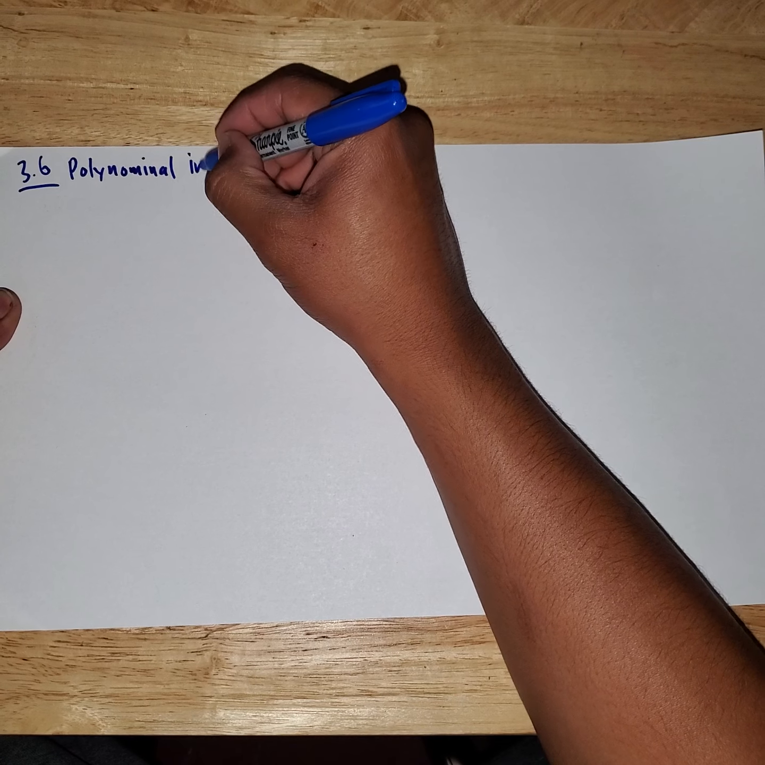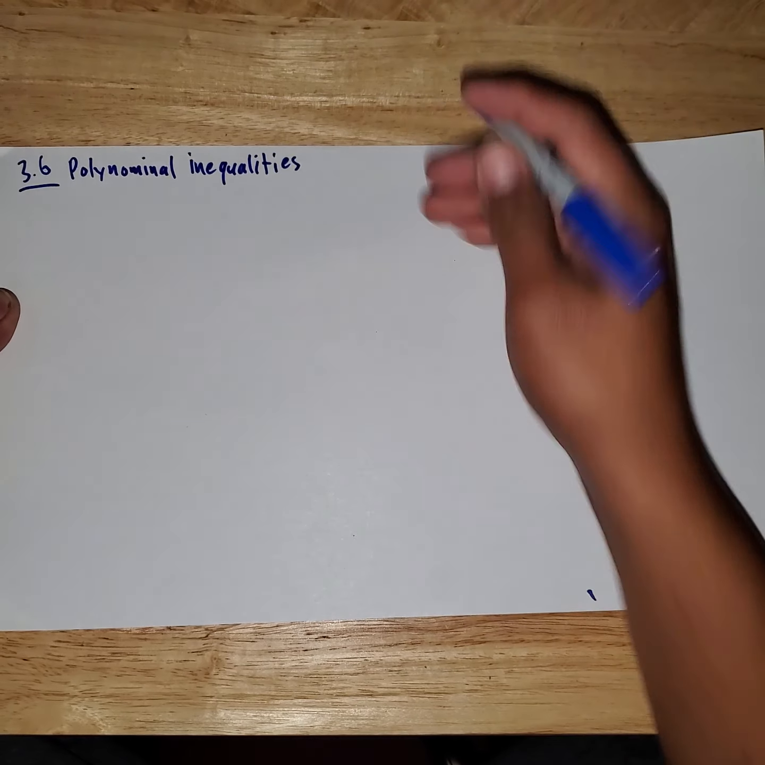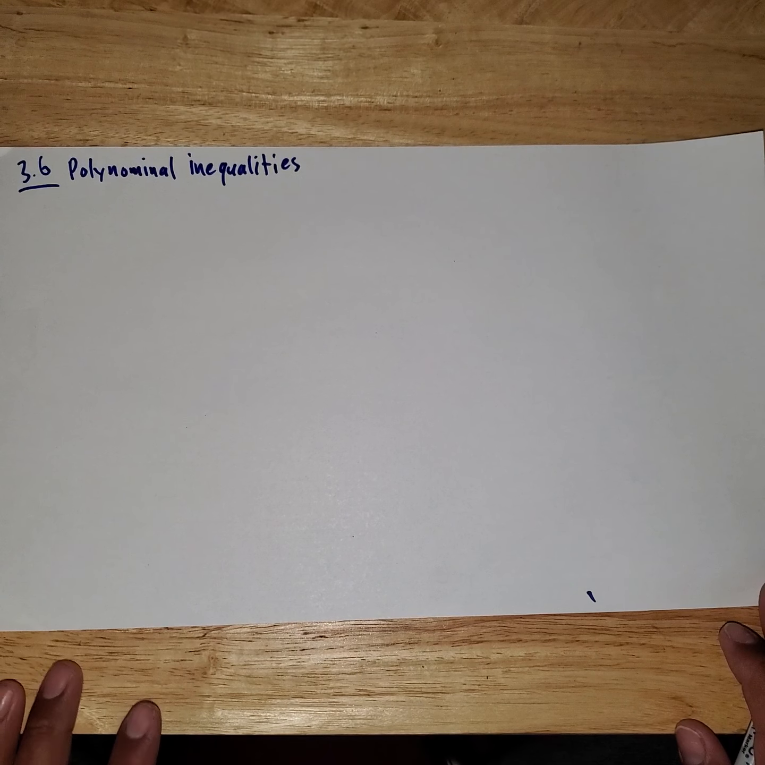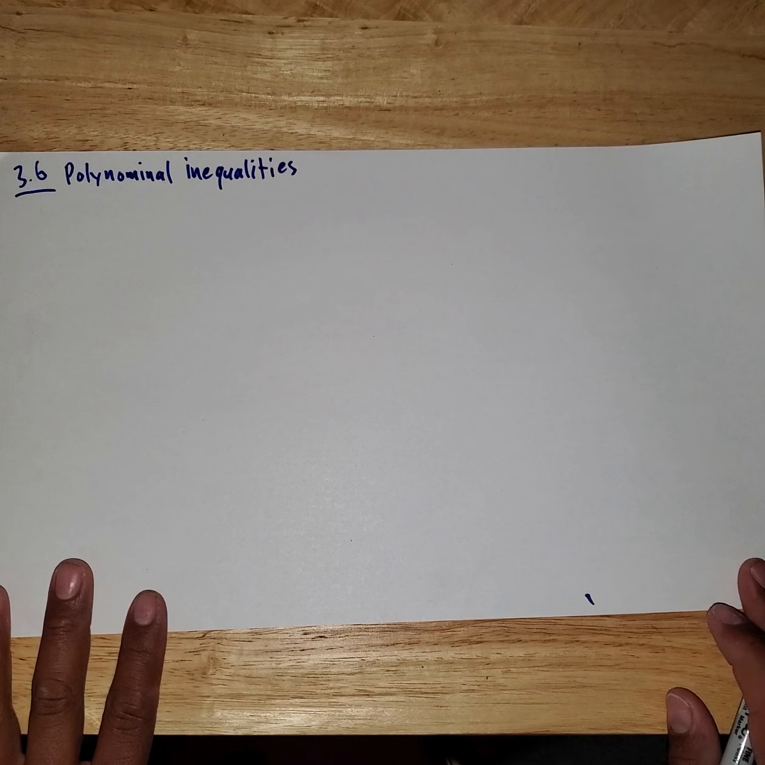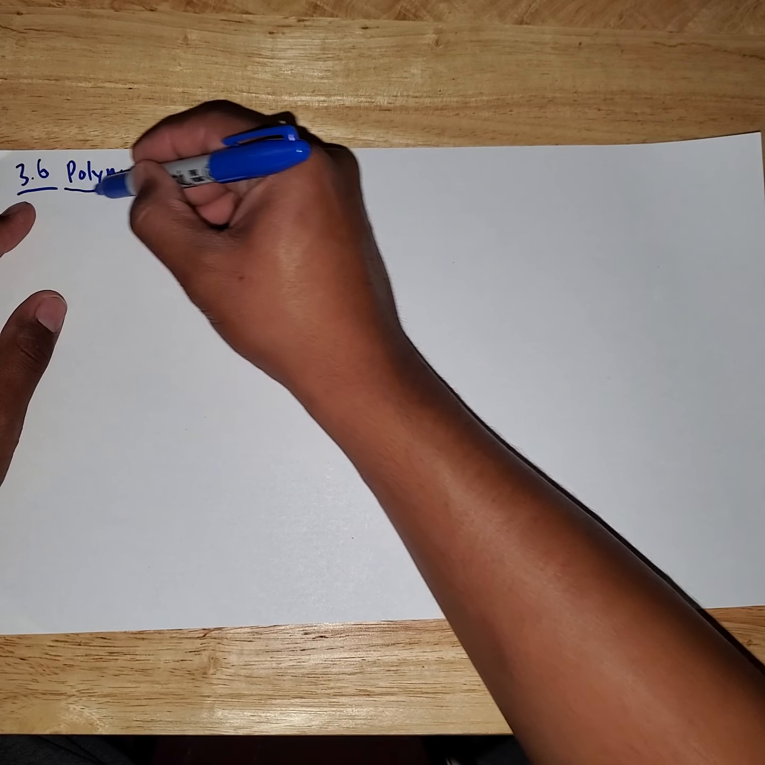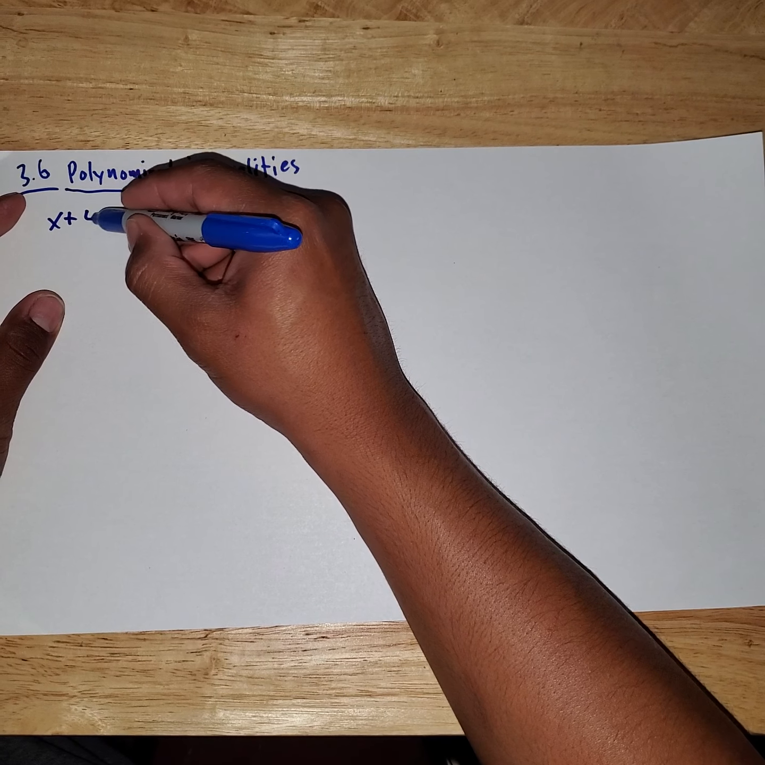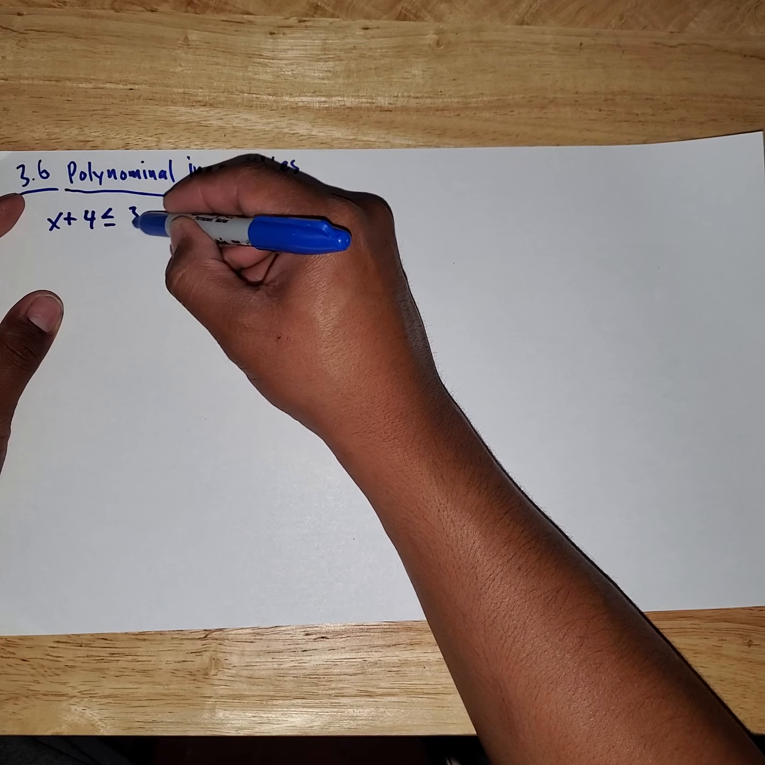Polynomial inequalities. Or I'll talk about rational ones, but I'm just going to focus on the polynomial ones. You can also just call these nonlinear inequalities, just because they're not going to be linear. Linear inequalities are the ones we solved in 1.7. Like, for example, solving something like x plus 4 less than or equal to 3.